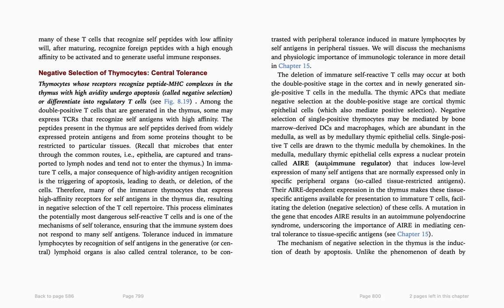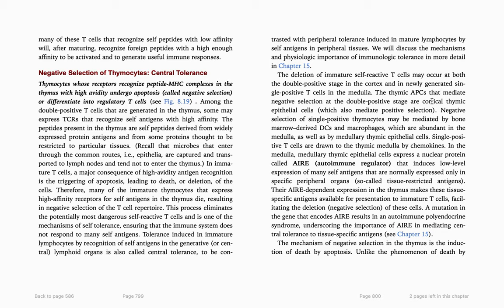This is in contrast with peripheral tolerance, induced in mature lymphocytes by self-antigen in peripheral tissue. We will discuss the mechanism and physiological importance of immunological tolerance in more detail in chapter 15. The deletion of immature self-reactive T cells may occur at both the double positive stage in the cortex and in newly generated single positive T cells in the medulla.